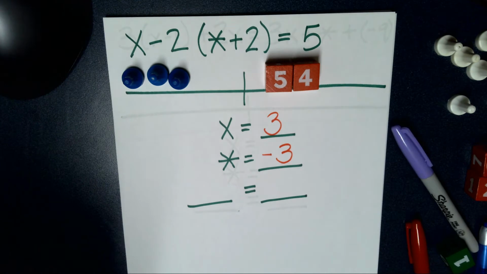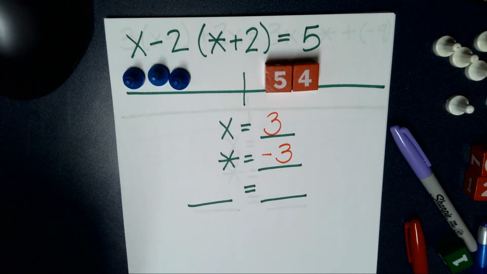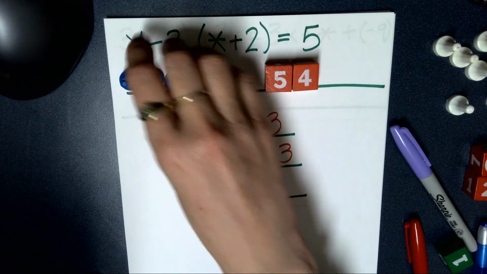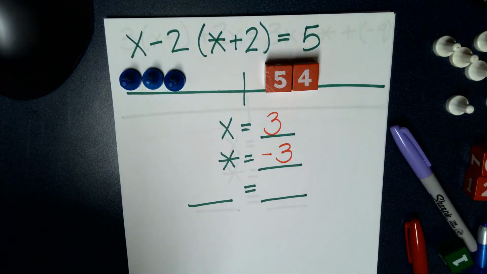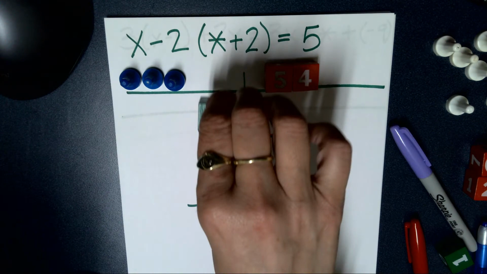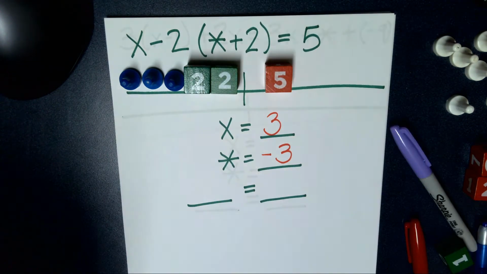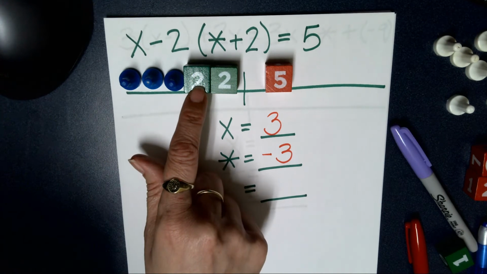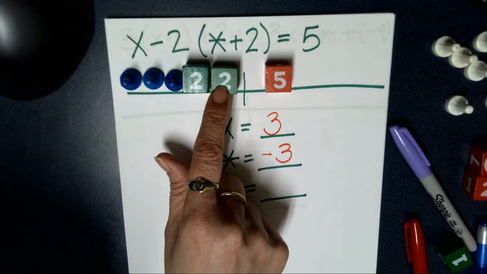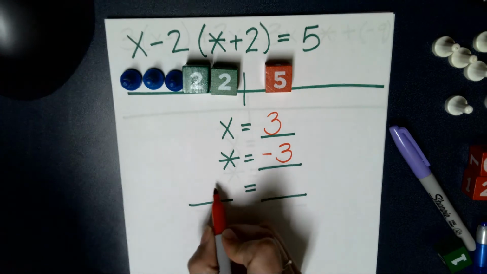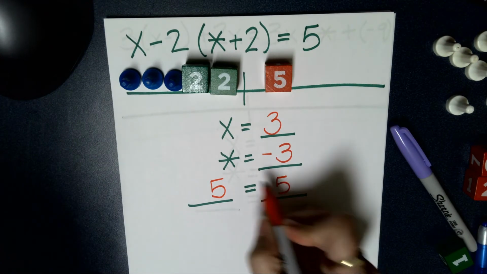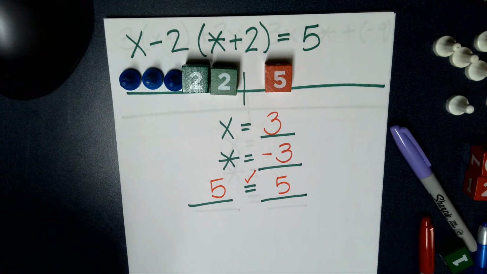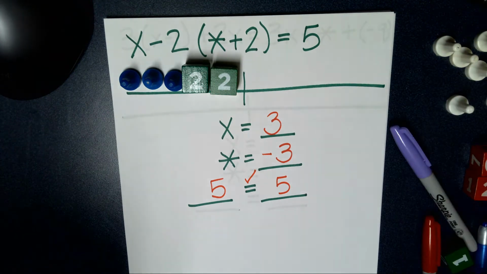So now we have to do our check to make sure that our solutions are correct. We're going to go back to what we started with, and I had this and a 5. So we count our pawns 3, 6, 9, and we take away 2, which gives us 7, and we take away 2 more, which gives us 5, and 5 is equal to 5. That gives us a check. Let's try another problem.